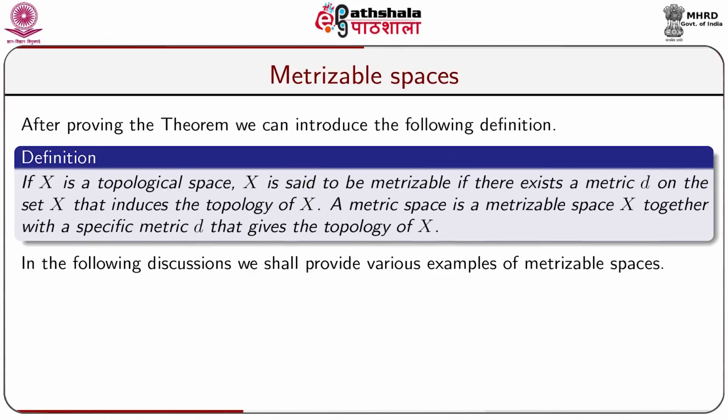Now we are in a situation to define metrizable spaces. A topological space X is said to be metrizable if there exists some metric d on that topological space X such that the set of all open balls is a basis of the given topological space X. A metric space is a metrizable space X together with a specific metric d that gives the topology of X. In the following discussion, we shall provide various examples of metrizable spaces.